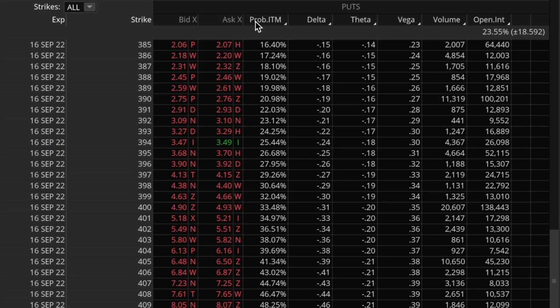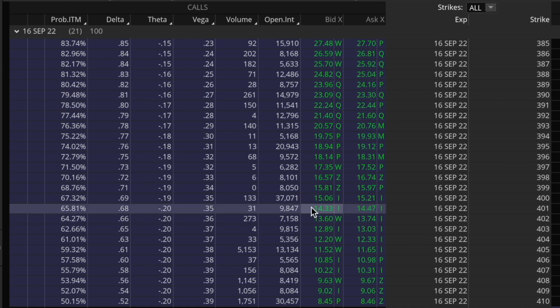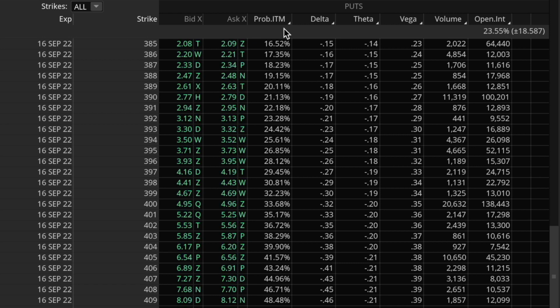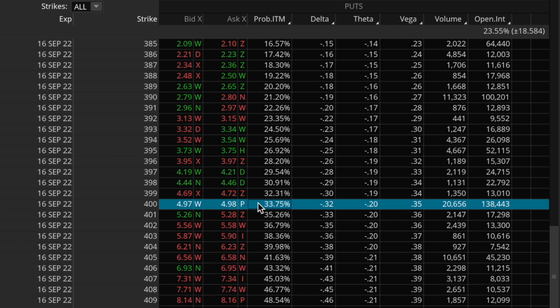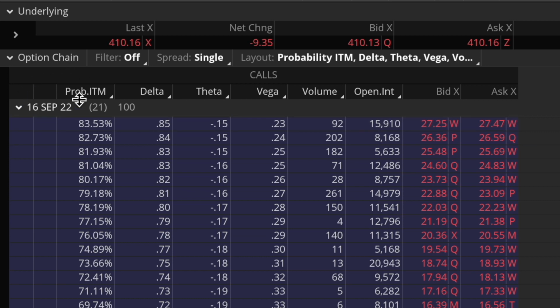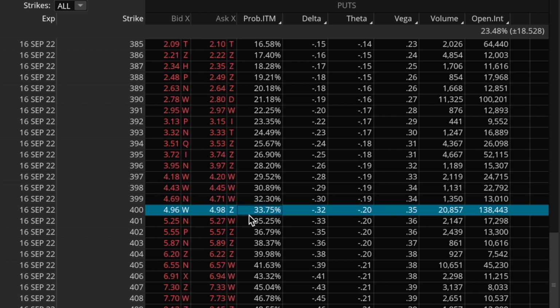And so as you can see at the top here, I do have some various metrics displayed about each one of these contracts, both for the put options and the call options. And one of those metrics is the probability of the contract expiring in the money. That's what ITM stands for. So for example, this 400 strike put option has about a 33.75% chance of expiring in the money by the September 16th expiration date in 21 days. Right, so basically about a 33, almost 34% chance of SPY falling below my 400 strike by the expiration date. That's what that means.